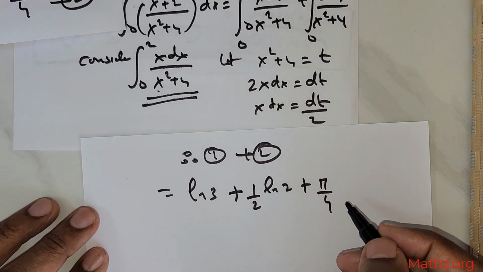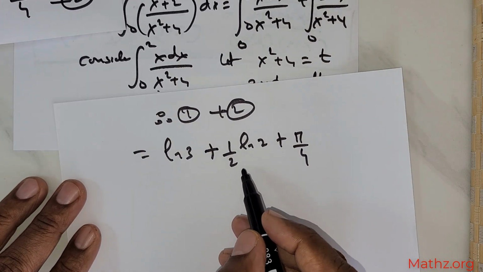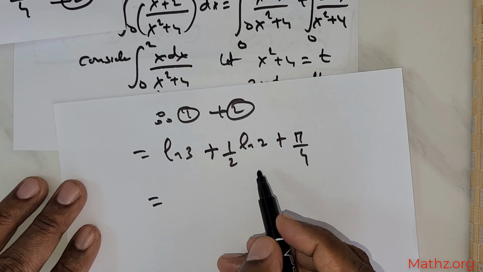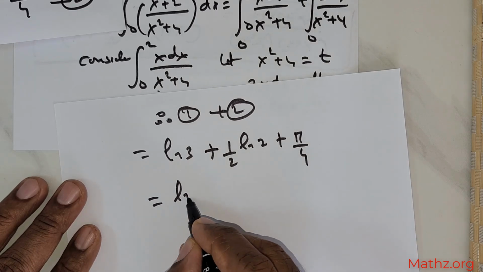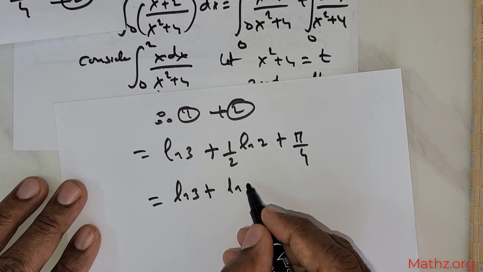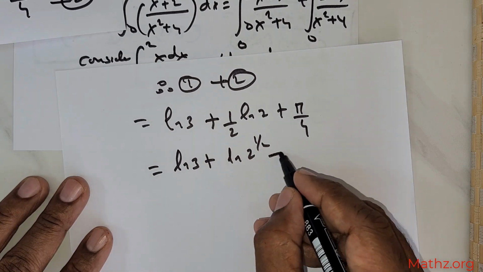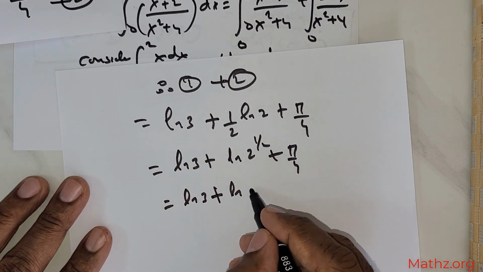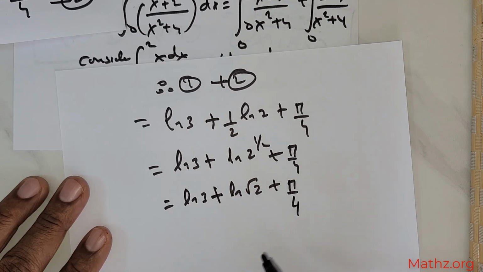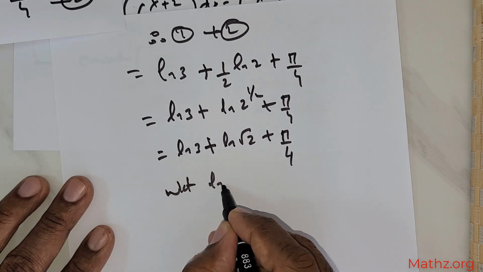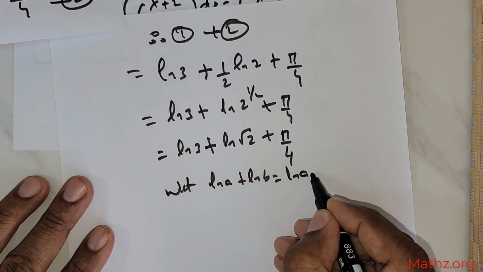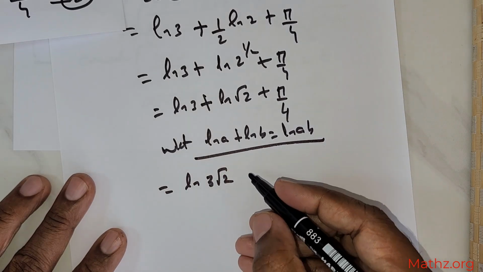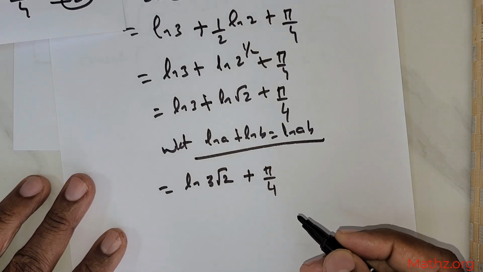Now what I'm going to do is club these two together. If I club these two together, this is going to be ln 3 plus ln 2 raised to the power 1 over 2, and this is going to be ln 3 plus ln of root 2 plus pi over 4. Now we know that ln a plus ln b is ln of ab, so this is going to be ln of 3 times root 2 plus pi over 4.